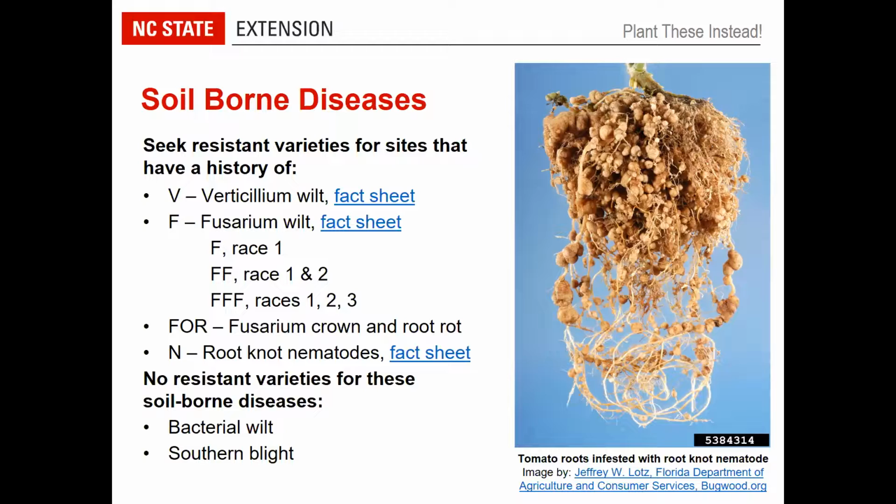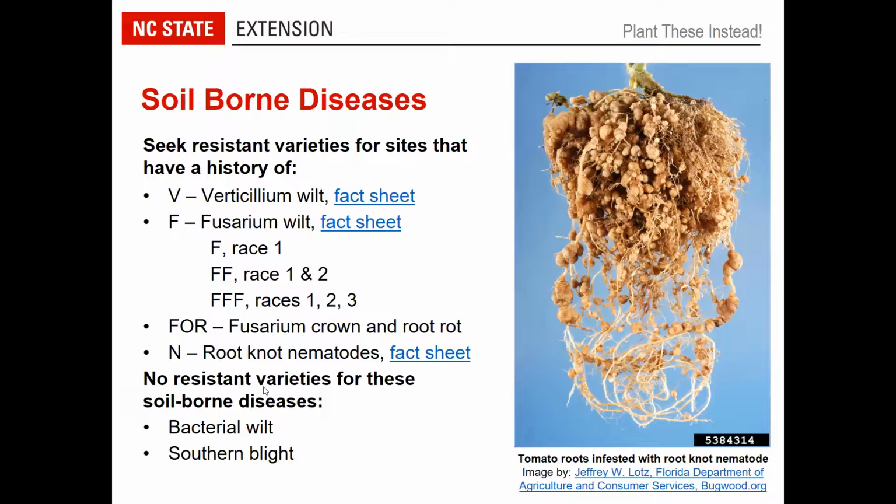So if you have a site and you have root knot nematodes, very important, not only to rotate your crops, don't grow host plants there every year, but also when you do grow a tomato there, make sure it is root knot nematode resistant. And same for fusarium and the other things listed here. And here we have the picture of root knot nematode over here on the side. Not something you want to see when you pull your tomatoes up at the end of the season.